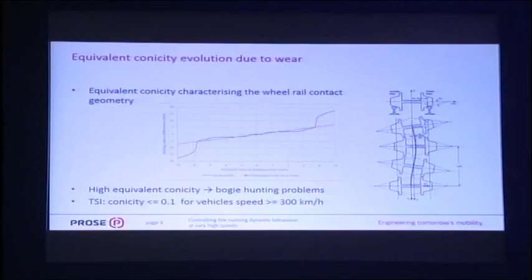So, a characteristic value of the wheel rail interaction is the so-called equivalent conicity. On the right side of my slide, you see this characteristic movement of a wheel set. So it's sinusoidal movement. And that produces a rolling radius difference at a certain lateral amplitude movement of the wheel set. And this can be linearized, and the characteristic value is the equivalent conicity.